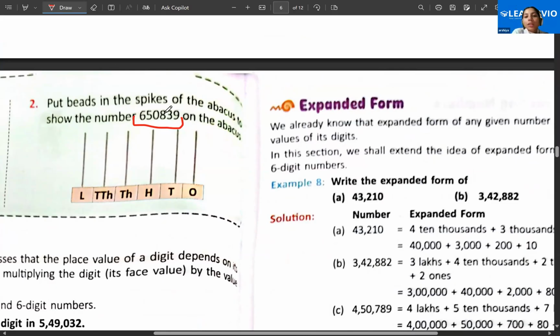Now in this question, they are saying put beads in the spikes of the abacus to show this number, right? We did one abacus question. Do you remember that? Yes. So how will I do this? How should we solve this?